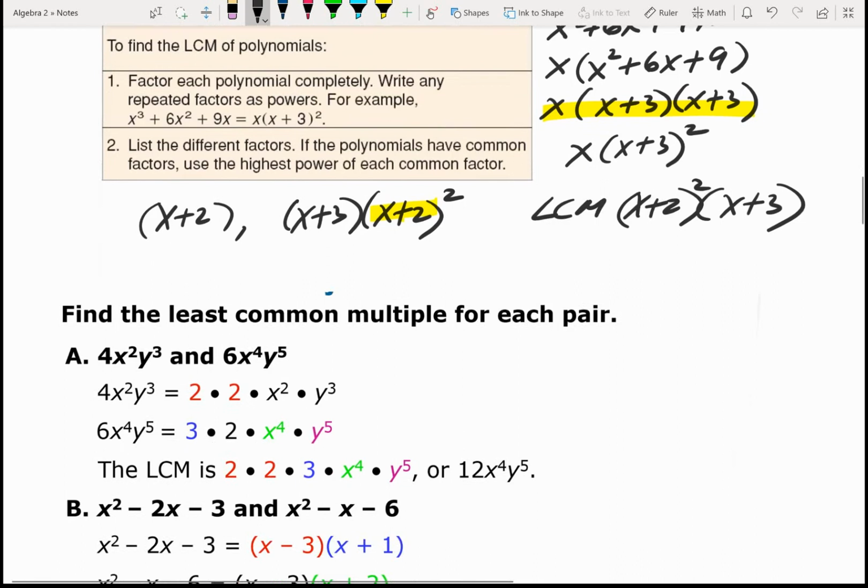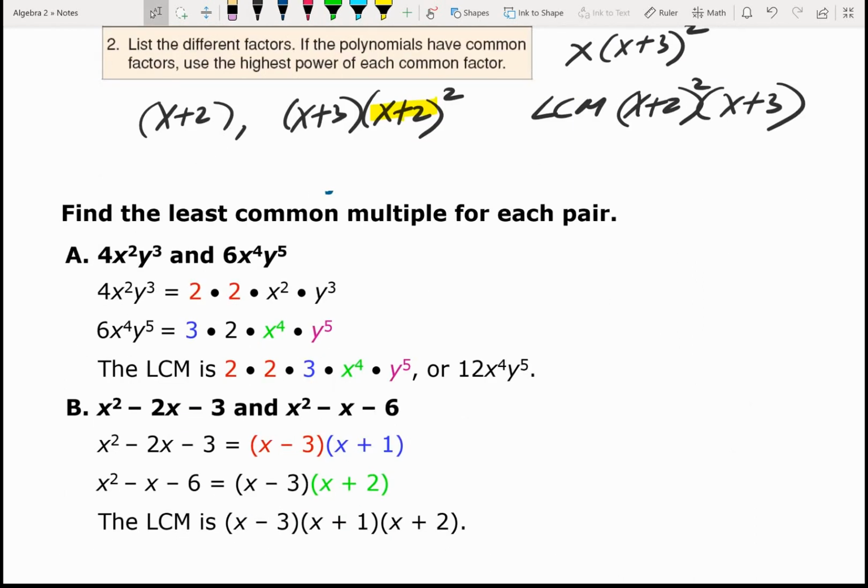So let's take a look at some examples. Find the least common multiple for each pair. So I have 4x squared y cubed. I could write that 4 as 2 squared times x squared times y to the third, and then 6 times x to the fourth, y to the fifth. I can write 6 as 2 times 3, and then x to the fourth, and then times y to the fifth. So my least common multiple, again, has to have the highest power of each common factor.